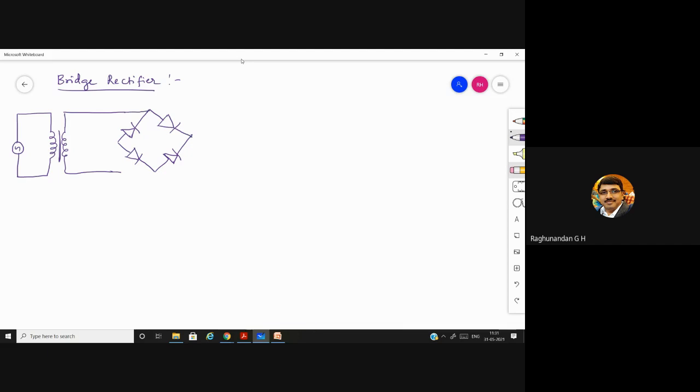And to these terminals, you need to connect. And across the remaining two terminals, the output is seen. So by connecting the load resistance RL, the output is going to be obtained. So D1, D2, D3, D4.